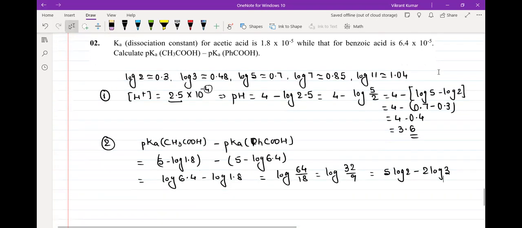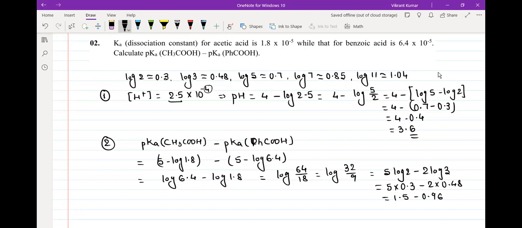Now if I put the values, 5 log 2 is 5 into 0.3, and for this the number I gave is 0.48 for now. So this becomes 1.5 minus 0.96. So that becomes 0.54. Okay, the value is very close, but if the values are given, then use that value.